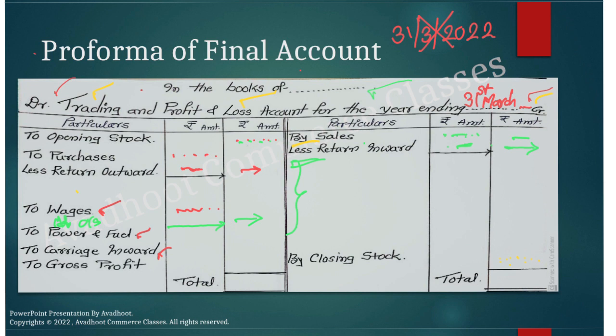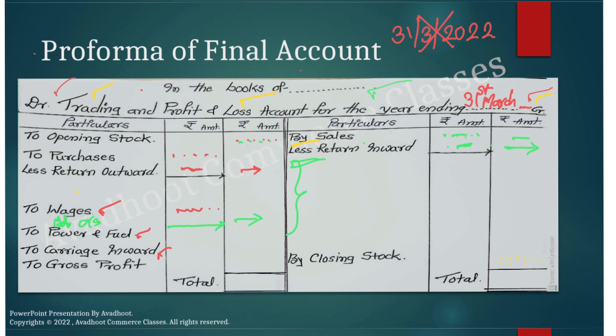Now, what is the proforma of the trading account? That is debit and credit. On the debit side, you write to opening stock, then leave one line, to purchases, less return outward, then to wages, leave one line, to power and fuel, to carriage inward, then by sales on the credit side, less return inward or sales return, leave space, and then by closing stock.